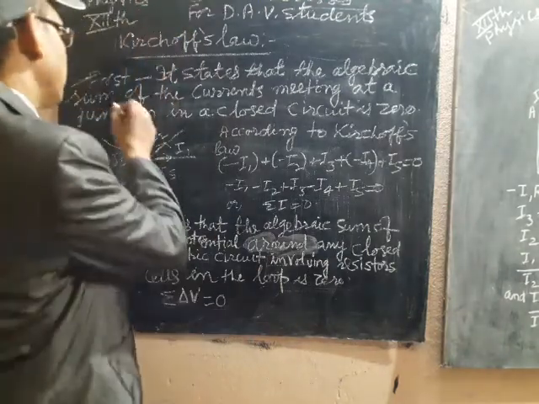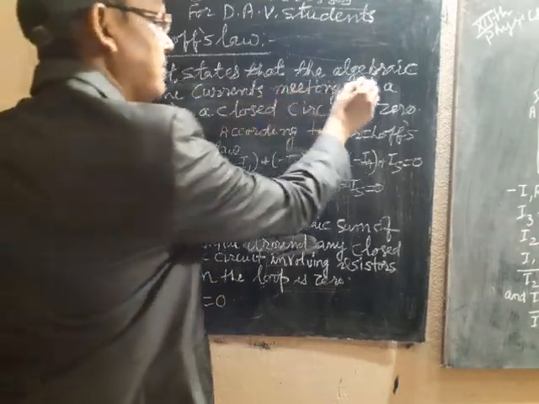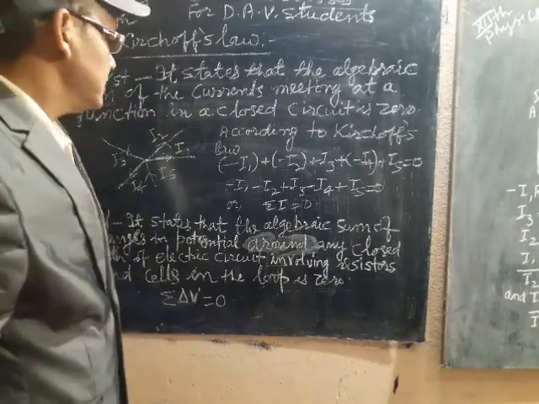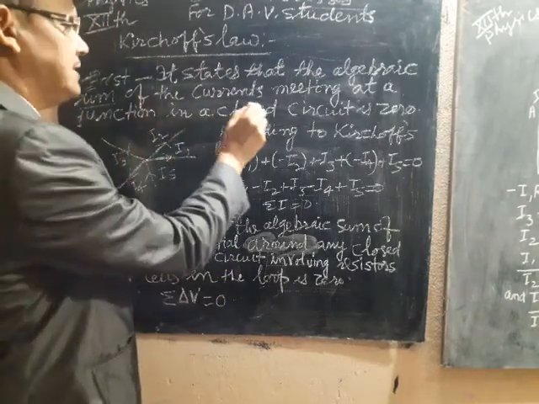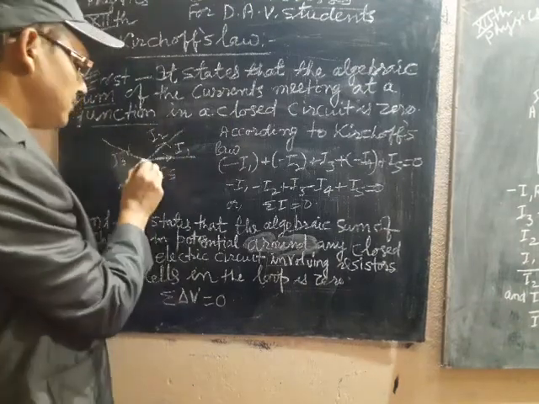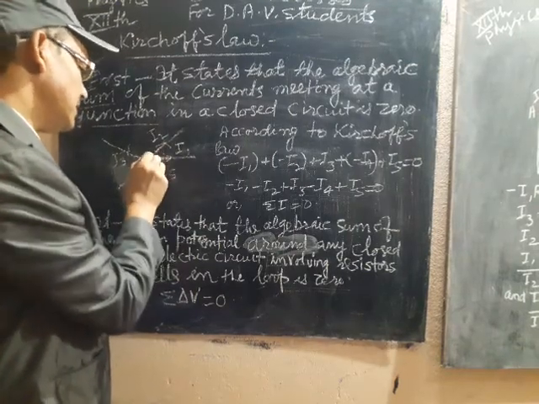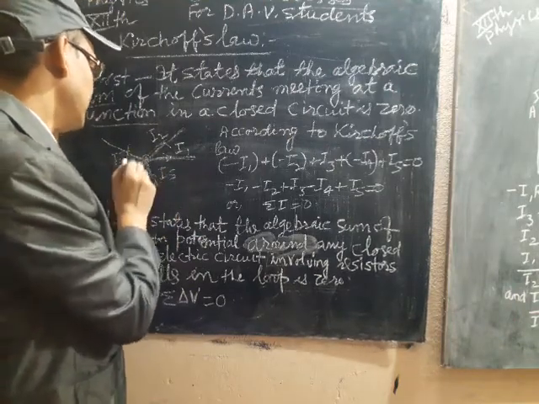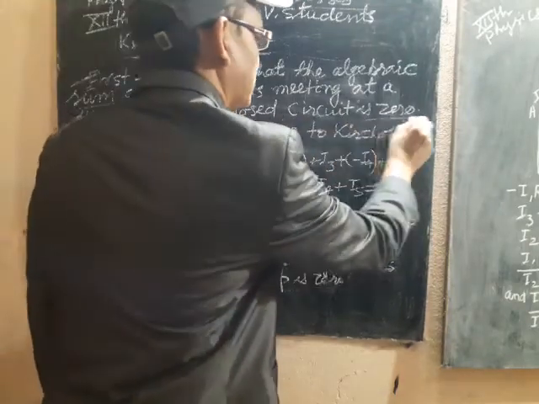Here the first statement states that the algebraic sum, algebraic means a plus b, a plus c, like this, of the currents meeting at a junction, you know about junction, it means at a point, all the currents meeting at a point, in a closed circuit is zero.